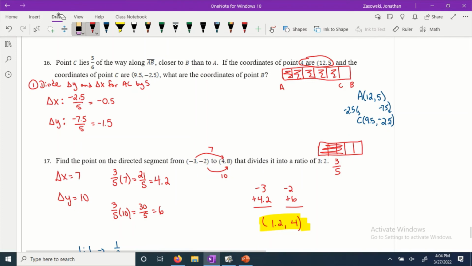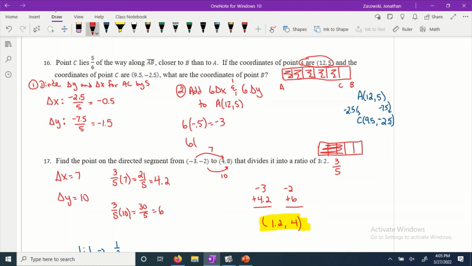So the work that was here a second ago was for number 2. We're going to add 6 times delta x and 6 times delta y to point A, which remember is 12, 5. So 6 times delta x, which is negative 0.5, is negative 3. So that is our new delta x. And then 6 times the change in y, which is negative 1.5, is negative 9. And then I'm just going to take the point 12, add negative 3 to the x coordinate, and take the y coordinate, which is 5, and add negative 9 to it, or subtract 9. And we end up getting the point 9 and then negative 4. And this is our answer.